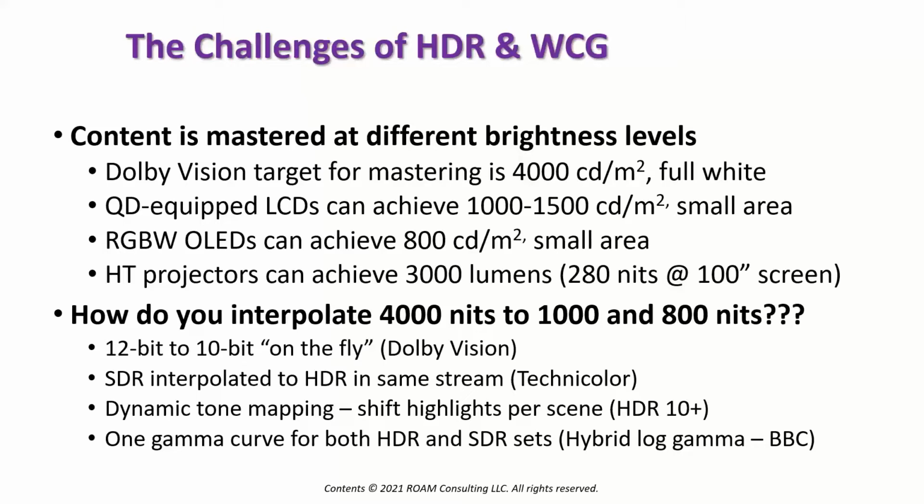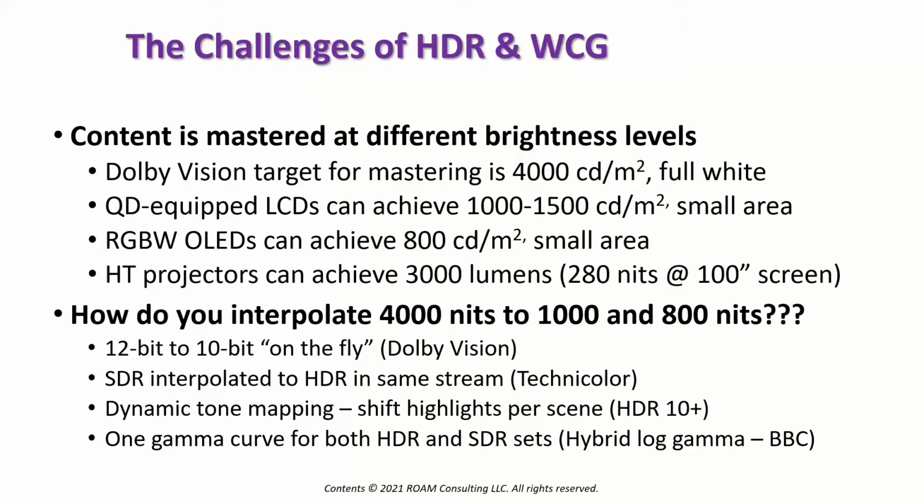Quantum dot equipped LCD displays can achieve 1,000 to 1,500 candles per square meter. OLED TVs that use a red, green, blue, and white matrix can achieve about 800 candles per square meter. Home theater projectors can achieve 3,000 lumens. That's 280 nits on a 100-inch screen. So a 280 nit display is pretty bright if you're looking at white at home. Not 1,000 nits or 800 nits, it's still pretty bright. And the challenge that this creates is, if you've mastered at 4,000 nits, how do I get it down to 1,000 or 800 nits so it looks right on that TV?